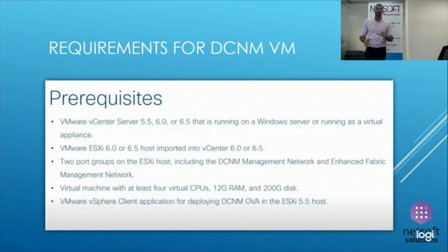Here, what are the prerequisites to install DCNM on a virtual machine? If you want to install on VMware, you should have VMware vCenter Server, about 5.5, and you should have ESXi 6.0 or above, and at least 2 port groups. Then you should assign 4 CPUs, 112 GB RAM and 200 GB of hard disk to the virtual machine. Of course, you should have a vSphere client to install the OVA file onto your virtual machine. These are the basic prerequisites.